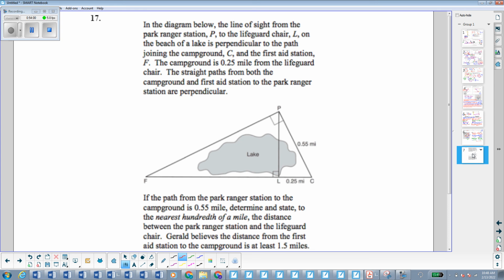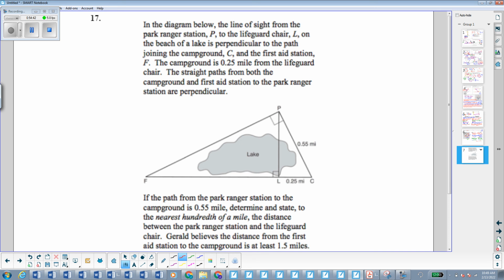Okay, so this is a word problem here, and a lot of it's filled into the diagram for us, which is really, really nice. Let me just read through it once to refresh my memory on what it's asking for. So in the diagram below, the line of sight from the park ranger station P to the lifeguard's chair L on the beach of a lake is perpendicular to the path joining the campground and the first aid station. So that explains where the right angle here came from, because this is perpendicular to that. The campground is 0.25 miles from the lifeguard chair. So that's why the 0.25 is here.